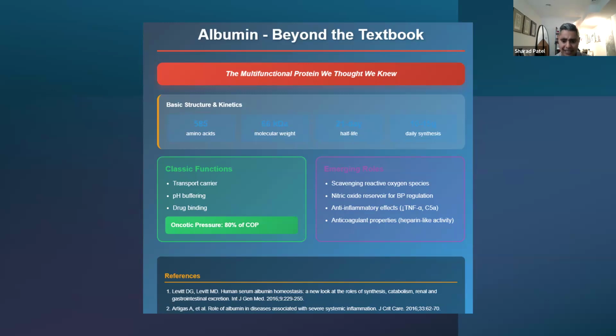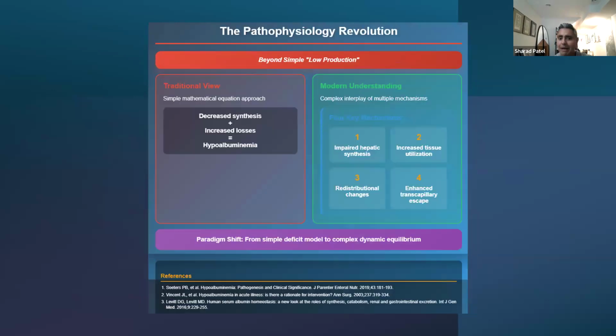So if we potentially go back and look at this retrospectively, I have a feeling that the bleeding prevention or the bleeding will look a little different in hypoalbuminemic patients versus patients with normal albumin. So the pathophysiology revolution, our understanding is a little different.